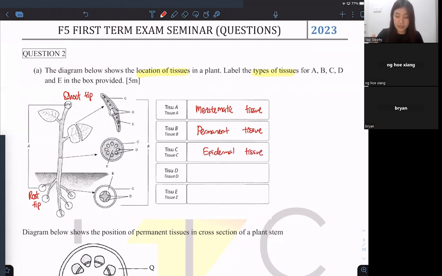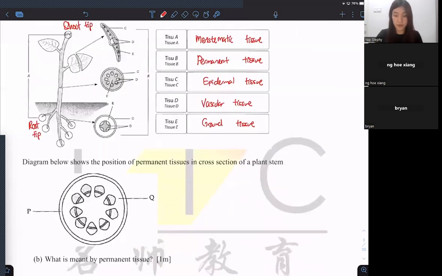Epidermal. And then for the D, D is for the xylem and the phloem. So this is the vascular tissue. And then for the E is the ground tissue, like the cortex that can support the plant. Okay.